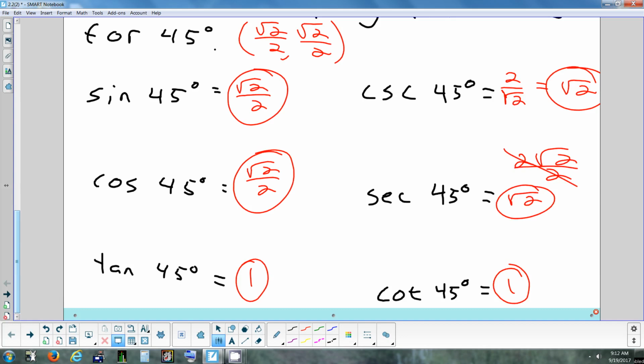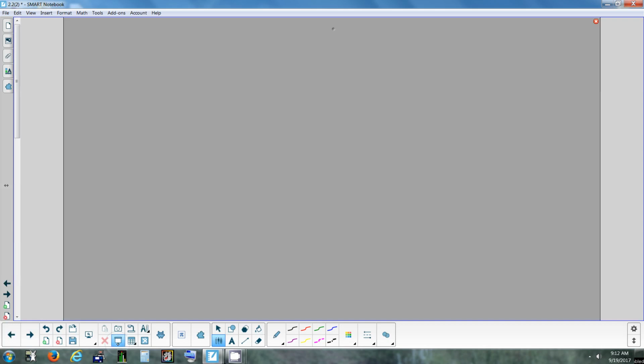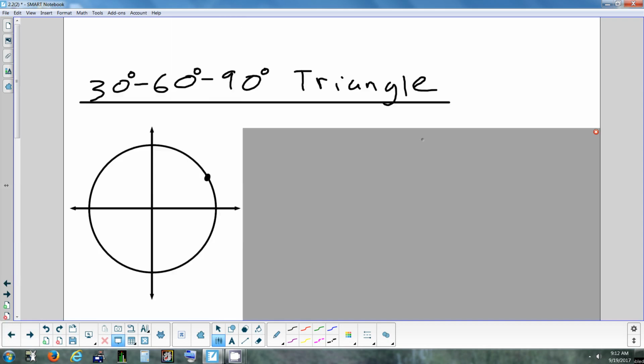All right, so that's the 45, 45, 90. So now let's look at the 30, 60, 90. Okay, when we look at 30 and 60, we can use one triangle to do both those angles.